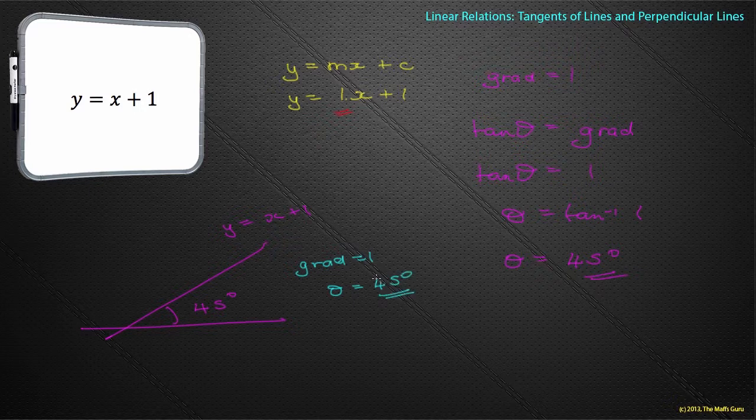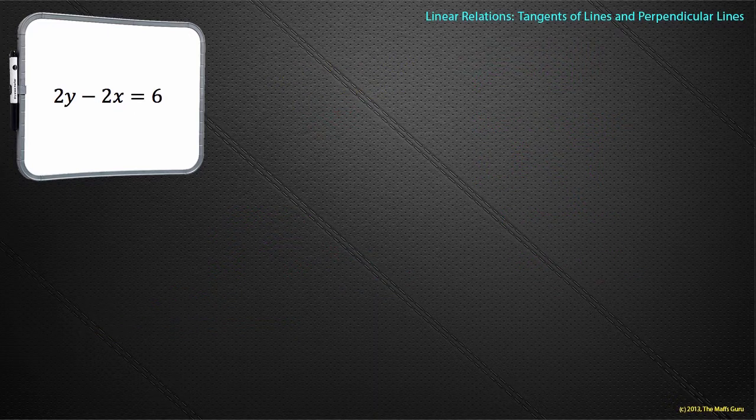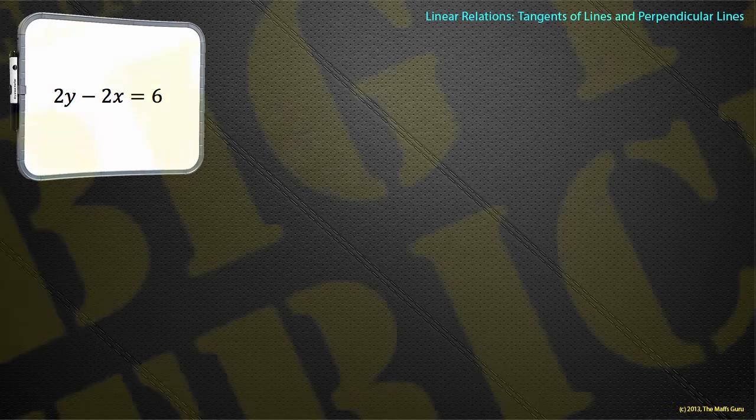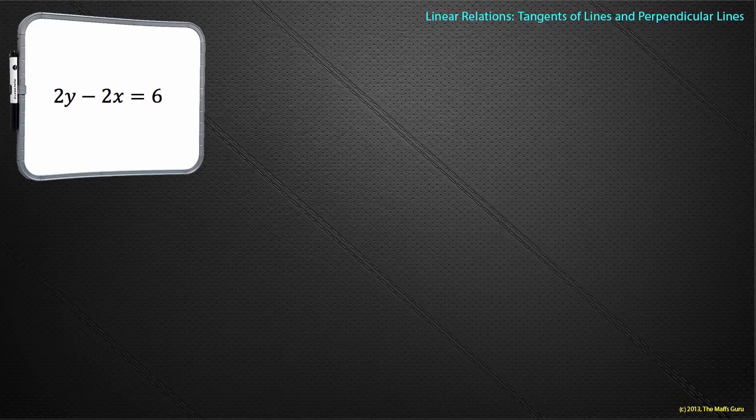It can't get any more complicated than this, can it? Nah. Let's look at this. 2y minus 2x equals 6. It's just trying to trick us. Because remember, maths is a big, fat trick.